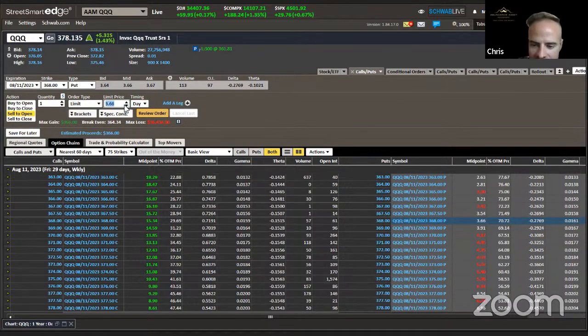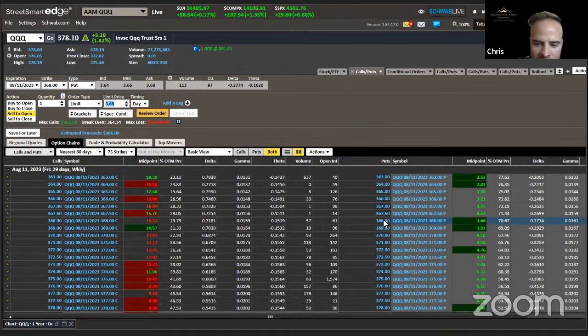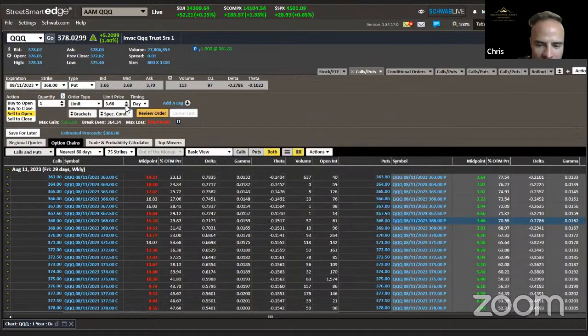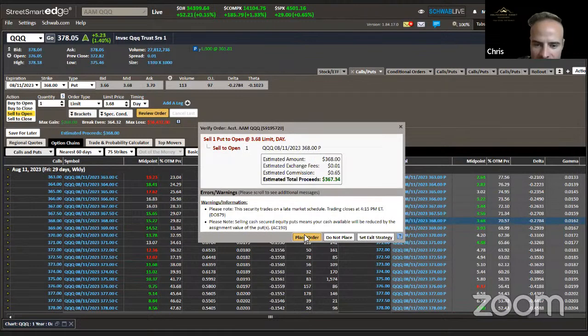So we're going to sell this option, and we are getting paid $3.66 per share, or $366, to promise to buy shares of the QQQ by August 11th if it's trading below 368. Okay, so it has to drop about $10 in order for us to end up with some shares. And we're going to get paid just to promise to do that. I'm actually just going to change that to 368 because the price changed. So we're going to review order and then place order.